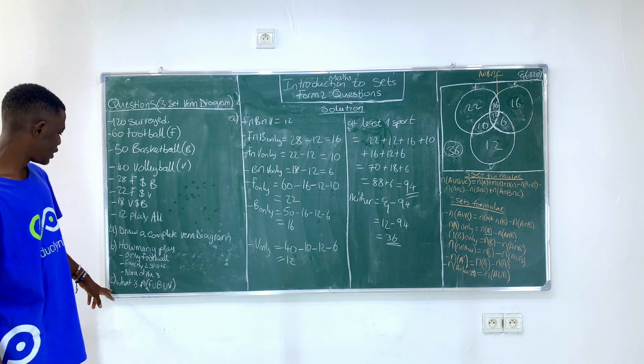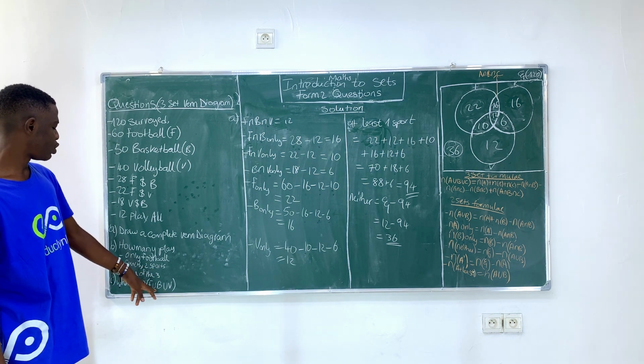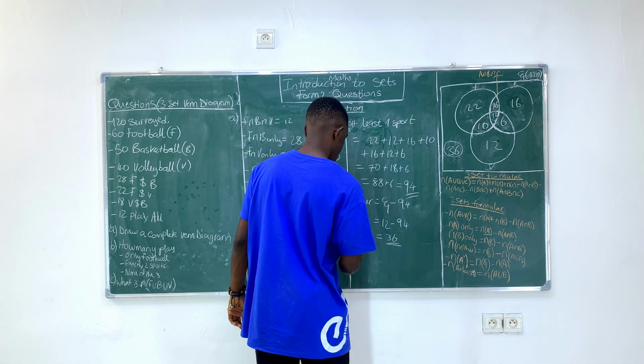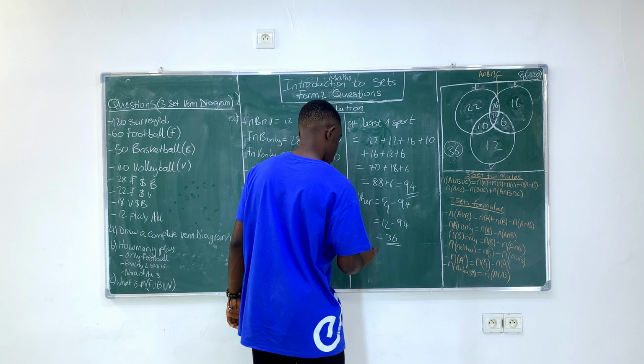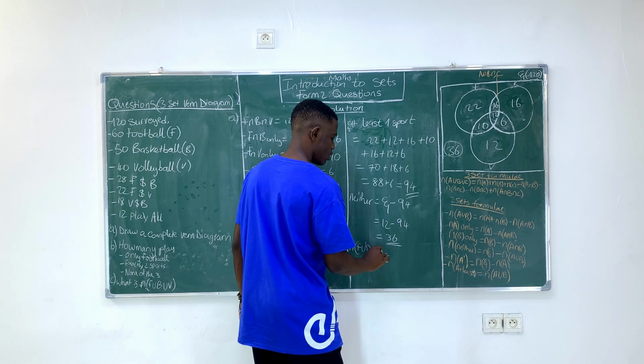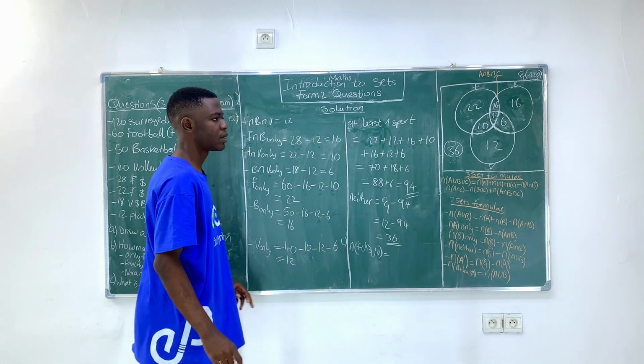And then the C part says, what is n of F union B union V? The number of F union B union V, what is that?